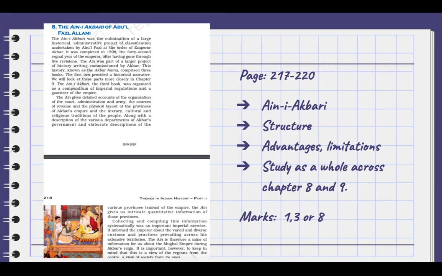Then we come to the final part of the chapter, where between pages 217 to 220, there is a very, very detailed discussion on the Aine-Akbari. Remember to make references from the beginning of the chapter as well. In this chapter, they talk about the structure of the text, what are the advantages of using the Aine-Akbari for historical studies, and what are its problems. So what do we need to be careful of when we are using the Aine-Akbari to understand medieval economy?